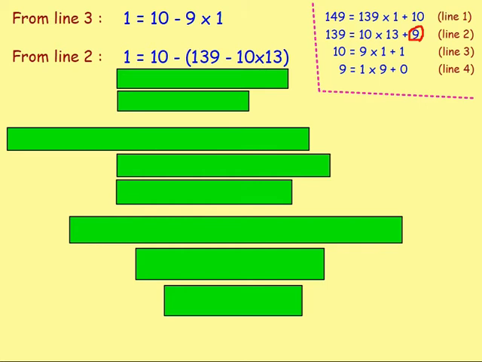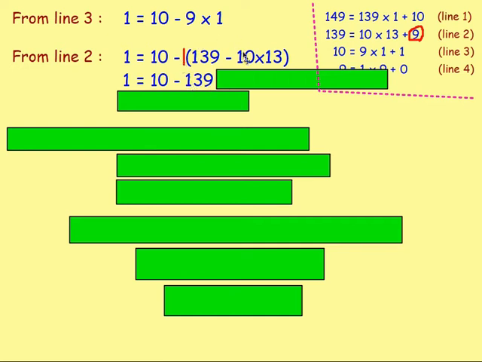Can we do anything else with that? Well, yes, we can. Because we've got the brackets here, we can multiply them out. There's nothing in front of the brackets there, so just imagine a 1. So we can say that 1 would equal 10 take away, well, it's going to be 1 times the 139. So we just write that as 139.